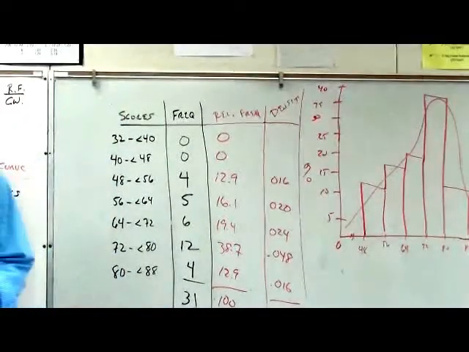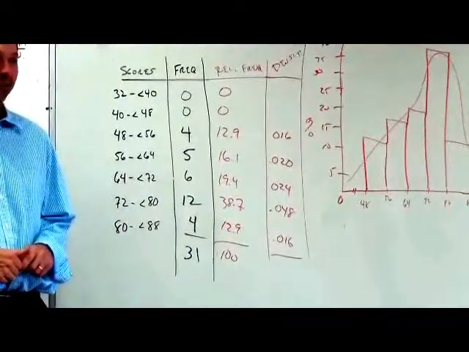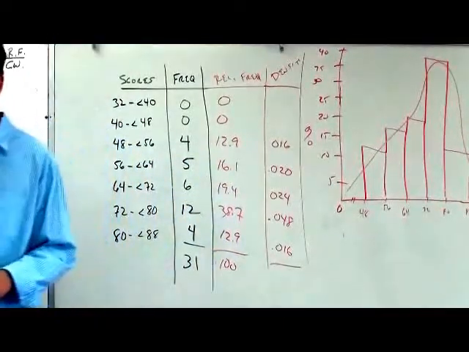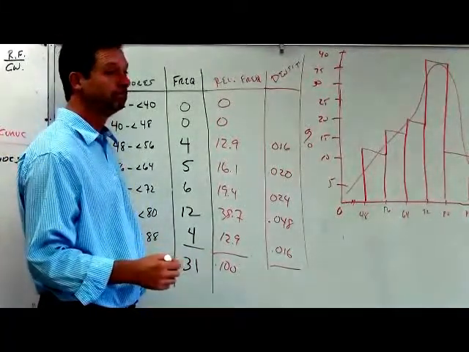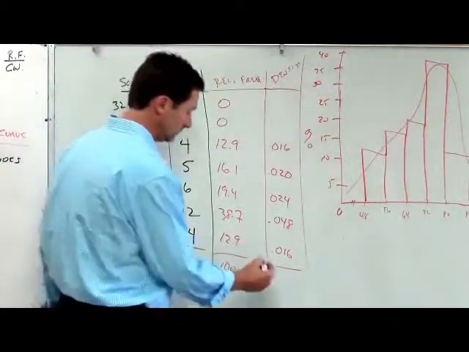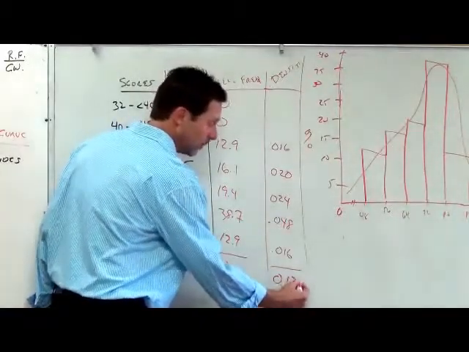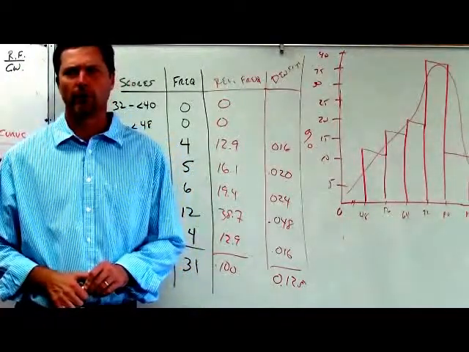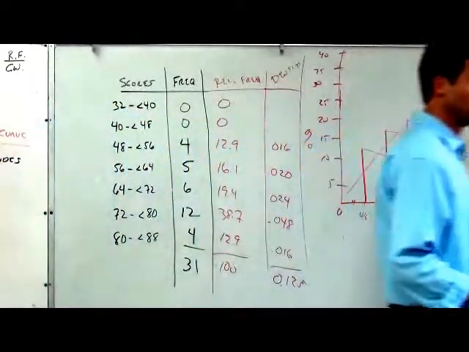If you add all those up, what do you get? If you add all these up, what do you get, roughly? 0.125. Okay, just keep that in the back of your head. 0.125 times 8 is 1. That's how we're going to get this area to work.